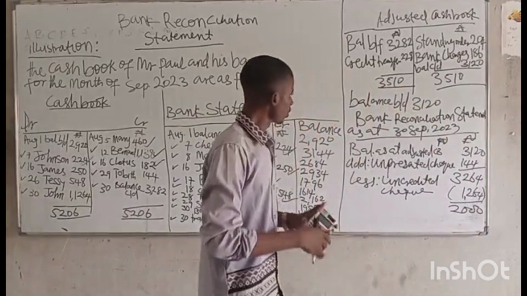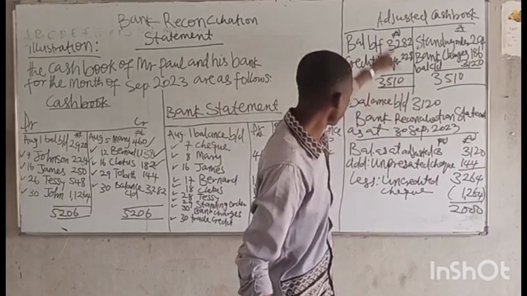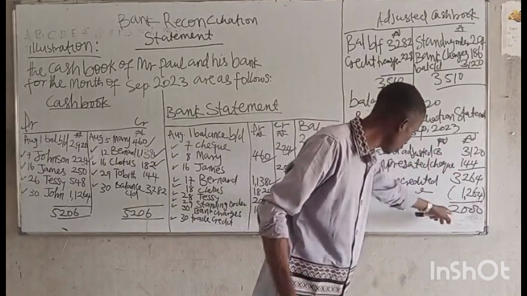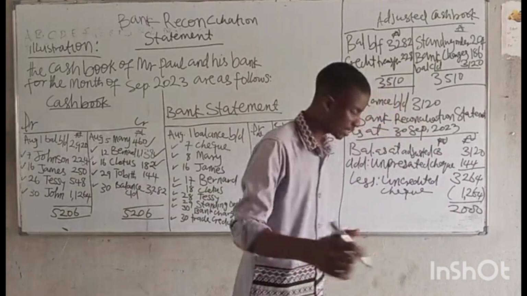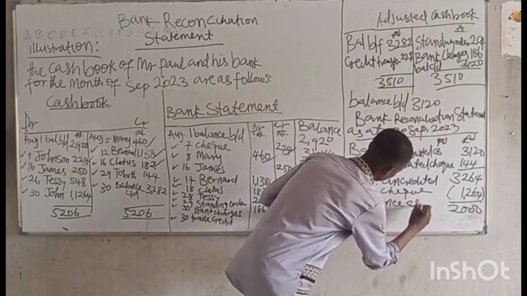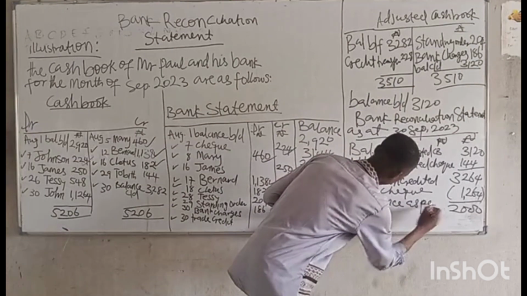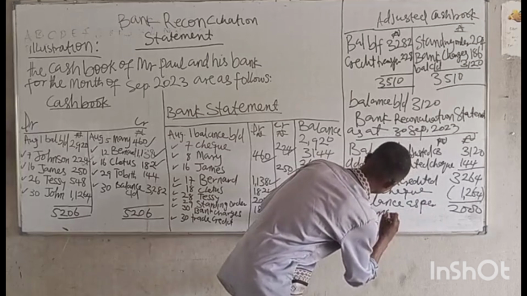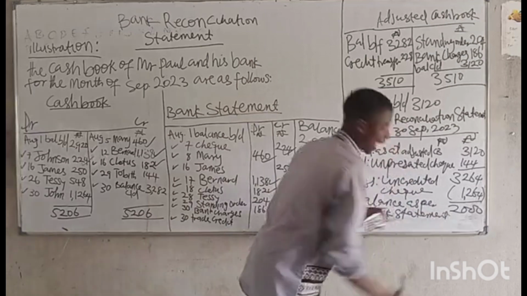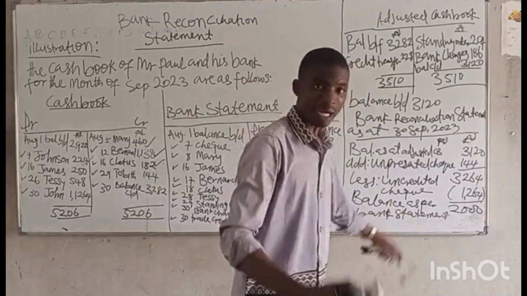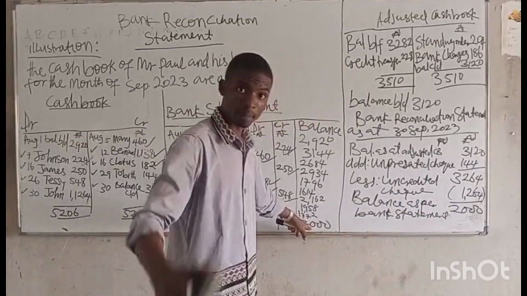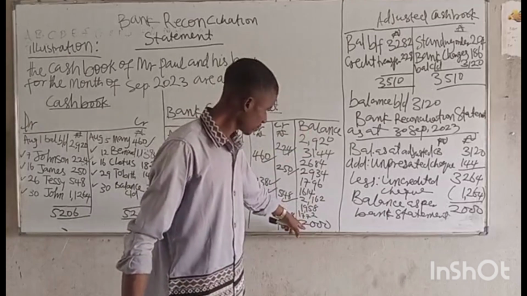Ladies and gentlemen, we started with balance as per adjusted cash book. Now we arrive at 2,000. This 2,000 now represents balance as per bank statement. If you go back to the question, you discover that this is the bank statement and this is the closing balance in the bank statement.